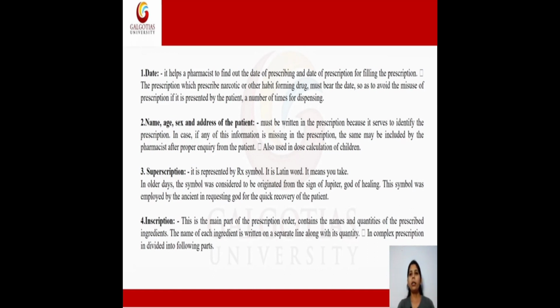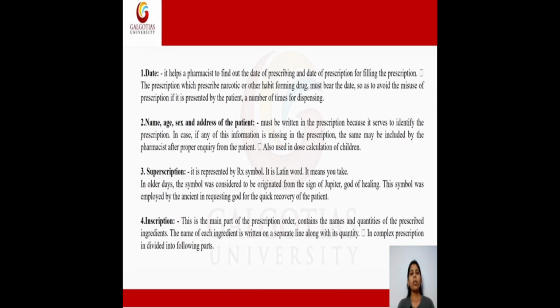Second, name, age, sex, and address of the patient must be written in the prescription because it serves to identify the prescription. The age, sex, name, and address of the patient should also be mentioned on the prescription. In case any of the information is missing in the prescription, the same may be included by the pharmacist after proper inquiry from the patient.